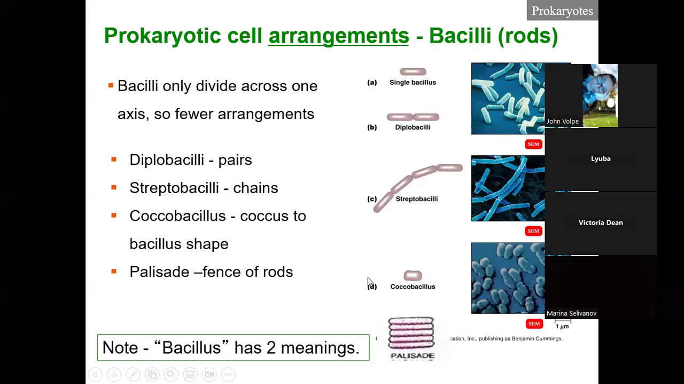Take a coccus and elongate it. That one actually looks like a coccus, but you can elongate it, and that's a coccobacillus. That is a cell shape. It is considered one of the three shapes because it is a combination between a coccus and bacilli.